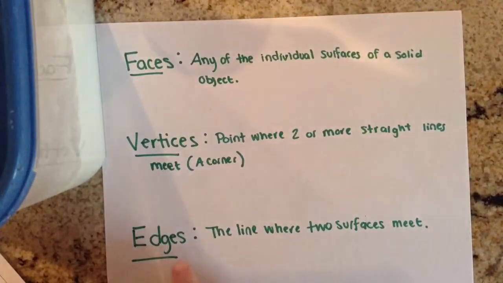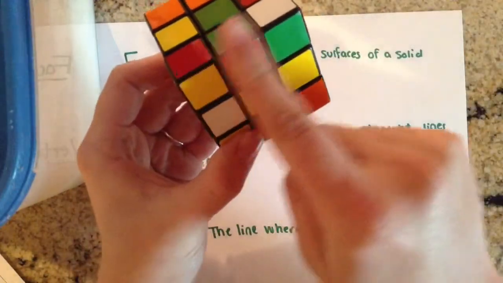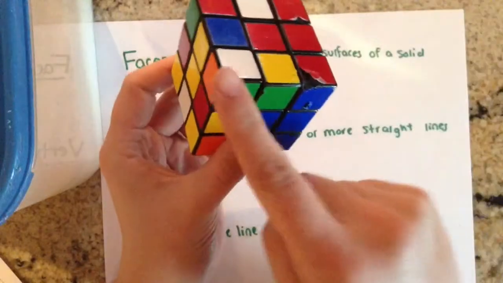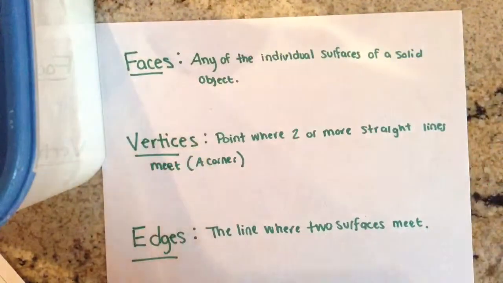And the last one, edges: the line where 2 surfaces meet. On this Rubik's Cube, it's going to be this line right here. This is also an edge right here, and this is also an edge.